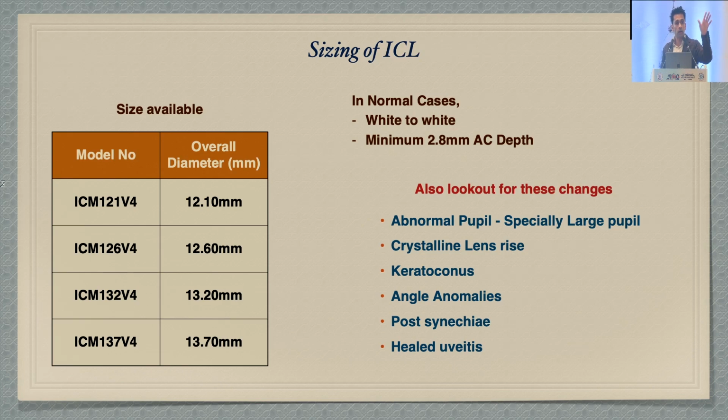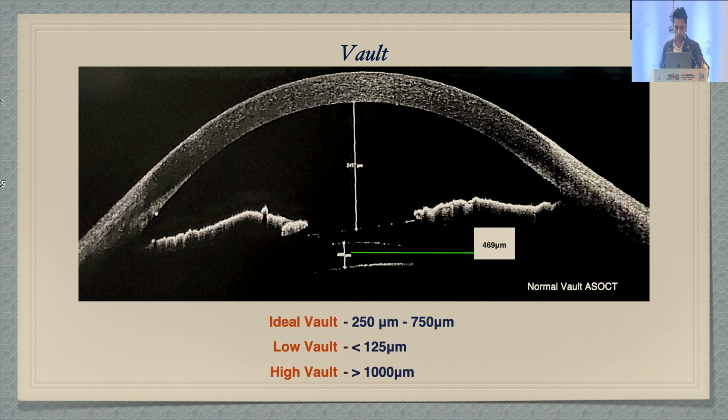Sizing, these are the sizes that STAAR sends, and you might want to note this because it's extremely important in sizing. If you have a large white to white, you please go horizontal. If you have a smaller white to white, you go snug fit. The thumb rule is keep it a snug fit always, rather than keeping it a loose fit, especially in the toric scenarios.